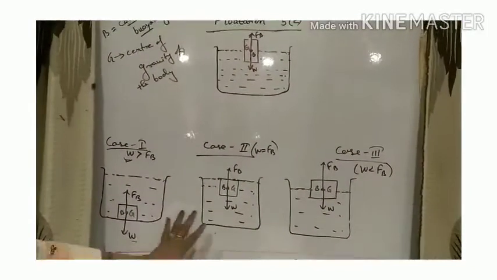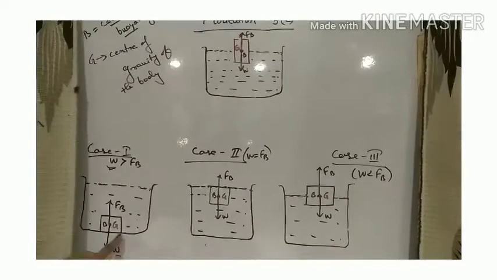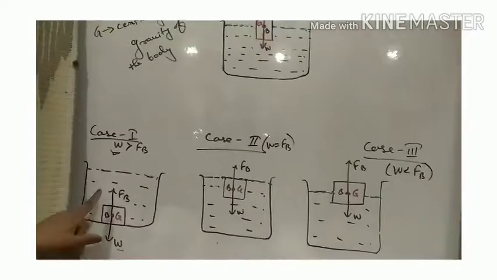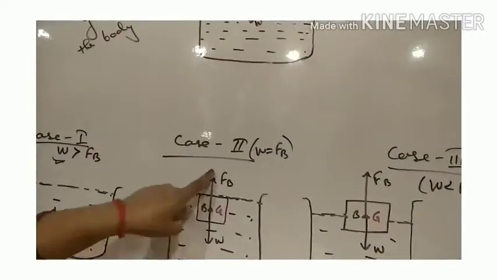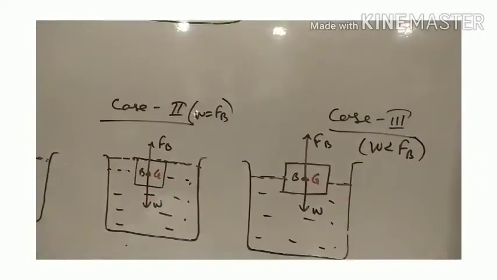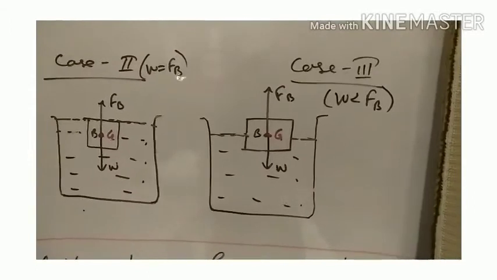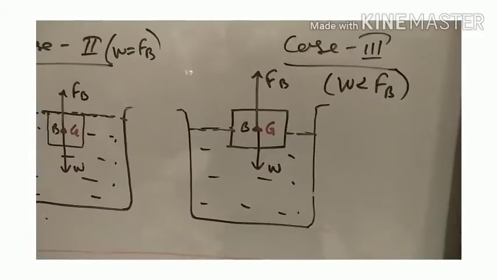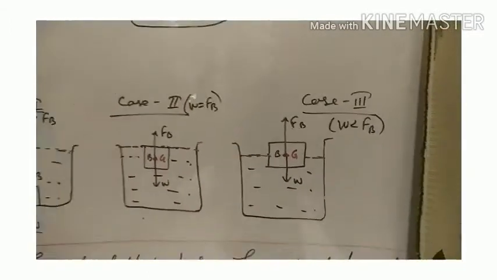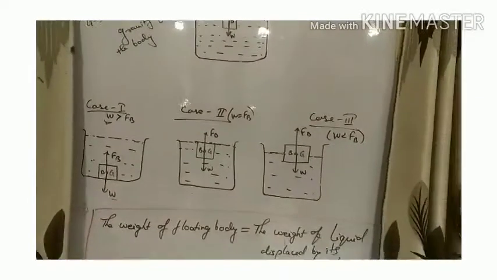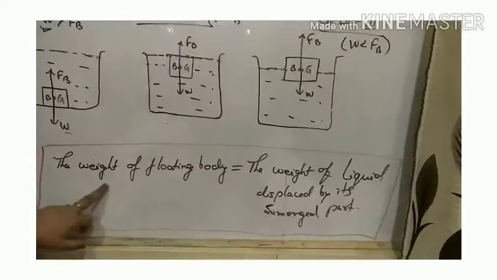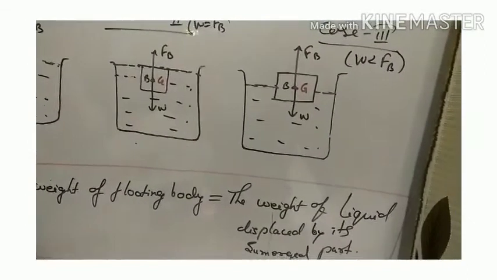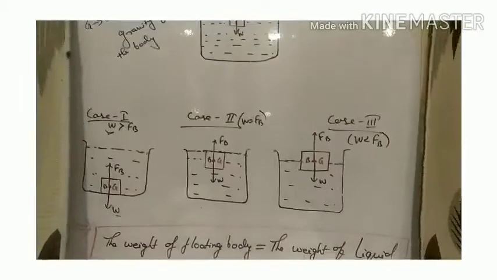So these are the three important cases. In the first case, the weight of the body W is greater than the upthrust. In the second case, both are equal: the weight of the body is equal to the upthrust. In the third case, the upthrust is greater than the weight of the body. So our principle of flotation says that the weight of a floating body is equal to the weight of the liquid displaced by its submerged part.